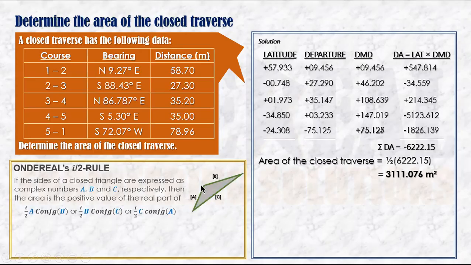Now, let's say this is the closed traverse, with just 3 sides. You store this to A, you store this to B as complex numbers. Then the area of this is i over 2 A conjugate of B, or i over 2 B conjugate of C, or i over 2 C conjugate of A. Actually, I derived this method by using determinants, calculating the area of a triangle with given coordinates of vertices.